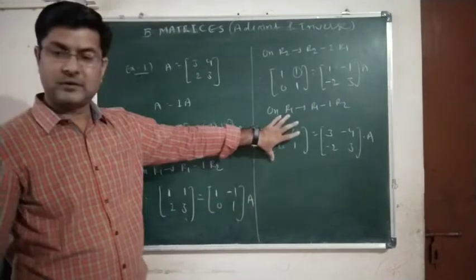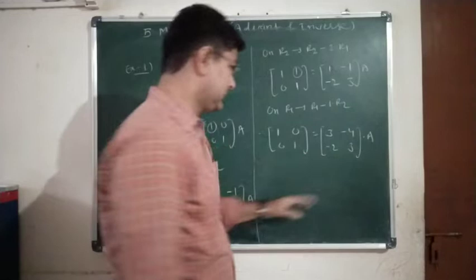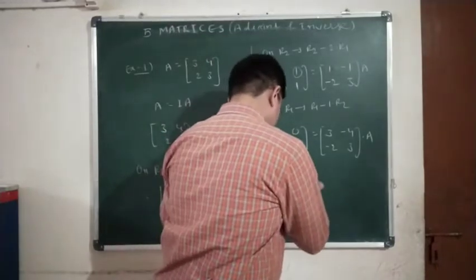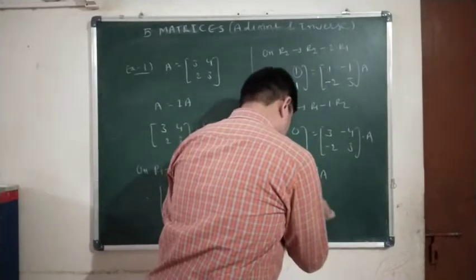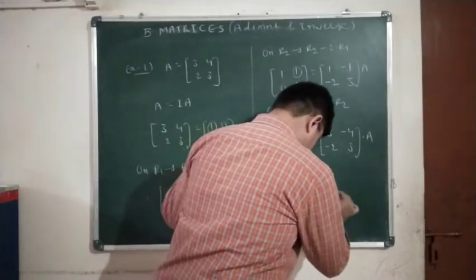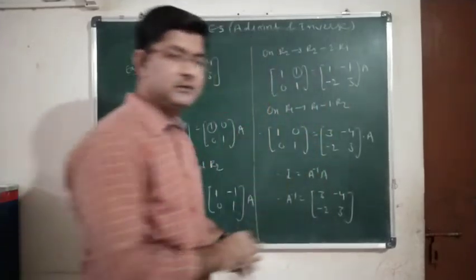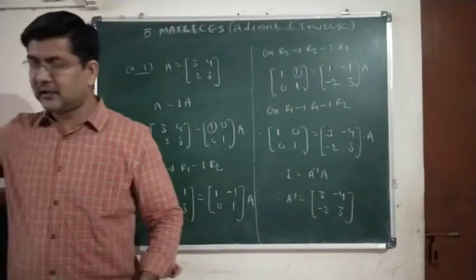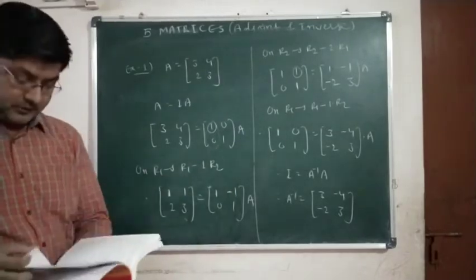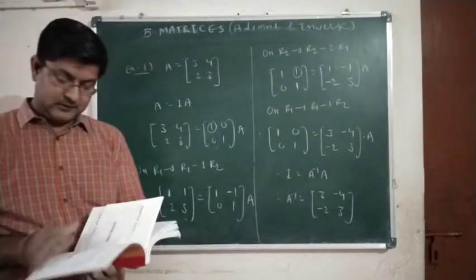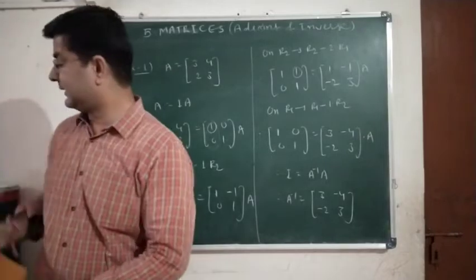So now we have got the identity matrix here. Now this is I, this is A inverse, and this is A. Therefore I is equal to A inverse into A. Therefore A inverse we got to be 3, minus 4, minus 2 and 3. Clear? So this is the inverse we have obtained. I hope now you have understood how to find the inverse using elementary row transformation. Clear?